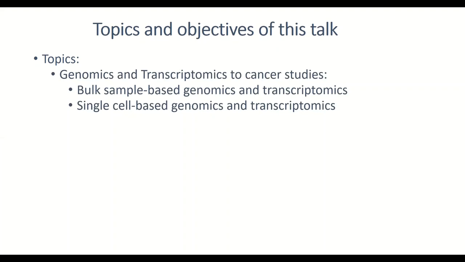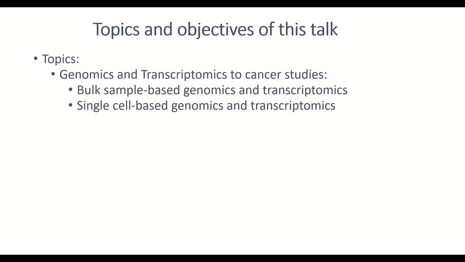This concept is very important, especially in cancer study, because we care about heterogeneity. What does this mean? Each tumor tissue contains multiple clones, multiple cell types. This is why the new technology right now is single cell sequencing, or single cell based genomics and transcriptomics for cancer study, because we can generate data for each single cell type. When we submit a bulk sample, the data is generated from a mixture of cells.